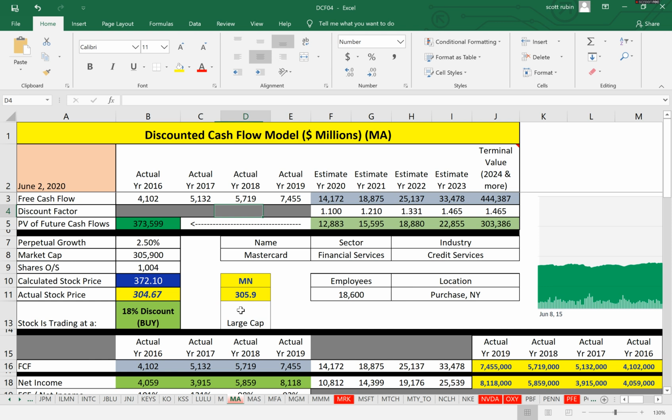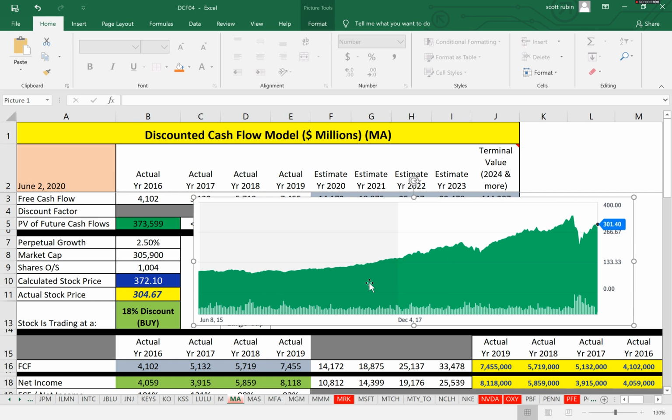So we calculated the cash flows for 4 years, and then we did terminal value, which is all the years past year 4. Then we discounted those dollar amounts back to today's value using the WACC. And we get a value of the company of $374 billion. We divide that by 1 billion shares, and we get an intrinsic stock price of $372. It's trading at $305. So it is trading at an 18% discount. We consider this a buy.